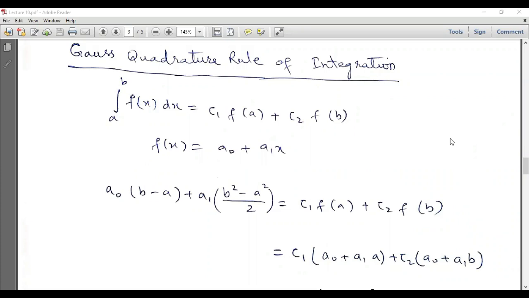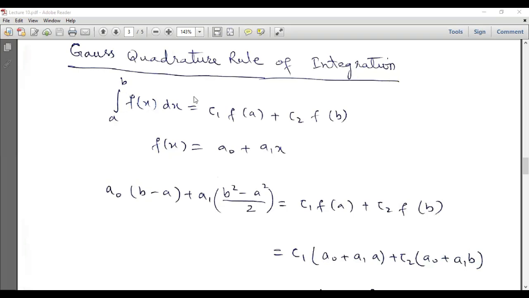In this lecture, I am going to discuss another rule of numerical integration, and that is called Gauss quadrature rule of integration. According to this rule, the integration of any mathematical function can be expressed in the form of a linear combination of f(a) and f(b), right? So f(a) is the value of the function at the lower limit of integration, and f(b) is the value of the function at the upper limit of the integration.